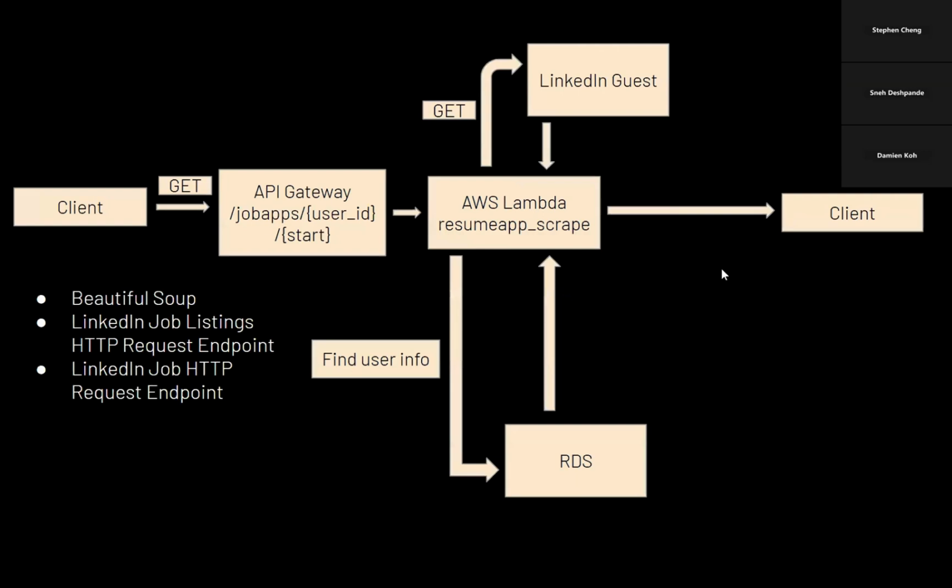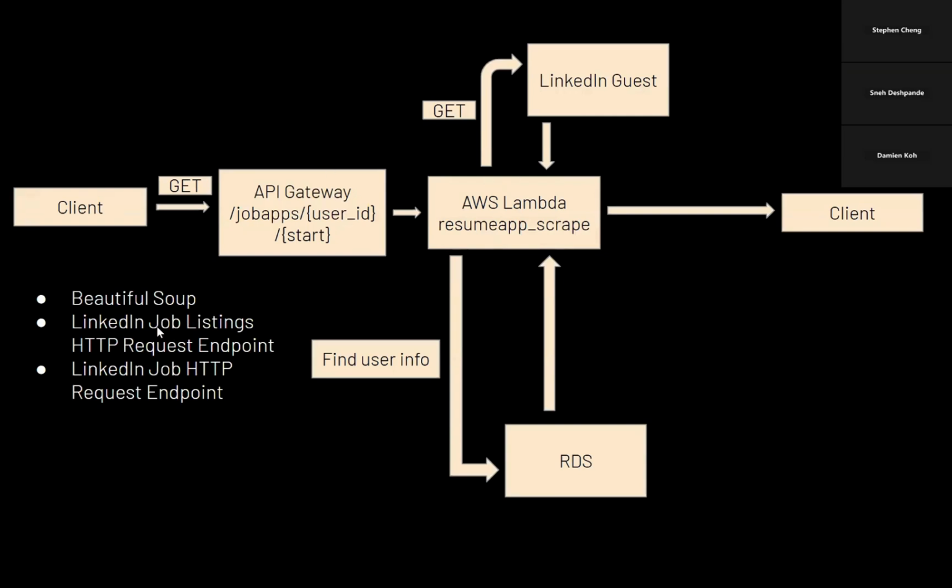Well, for the job finder feature, the user gives the user ID and a start parameter. So the user ID is used to find the user from the RDS, and then the start parameter is used to index where we want to start looking for the LinkedIn job listings, like which position in that list we want to start retrieving from.